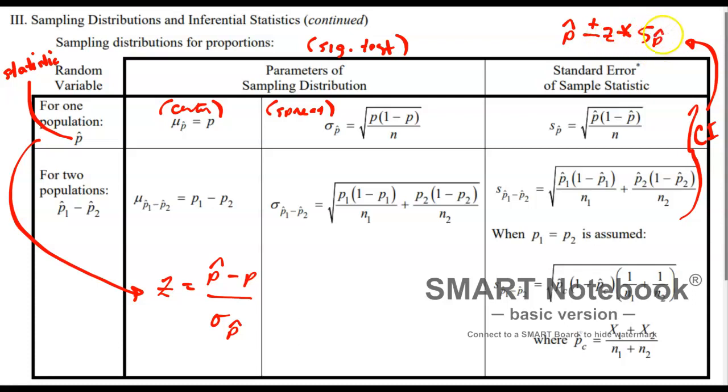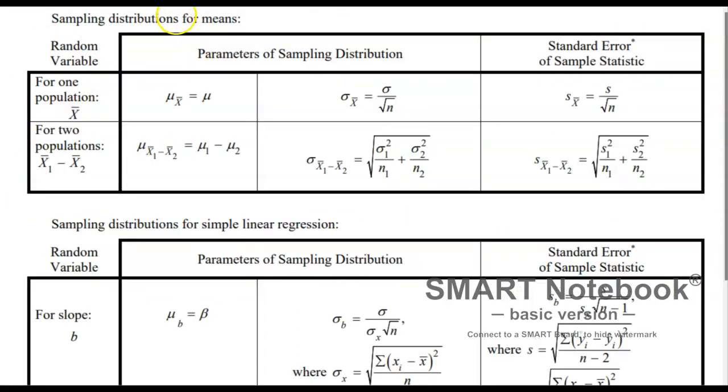So we got p hat plus or minus z star times the standard deviation for p hat. Basically it's just identifying what each one of these is and substituting so we can produce the confidence interval. Without belaboring it too much, this was the sampling distribution for population proportions, and we had read the sampling distribution for means. Let's highlight some of what we just did there.